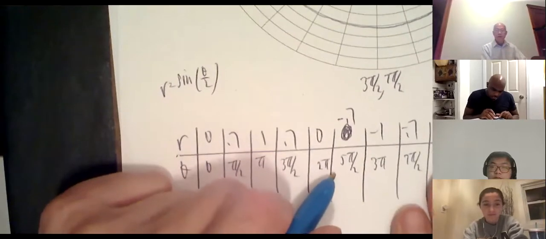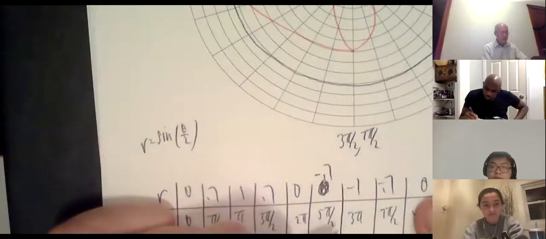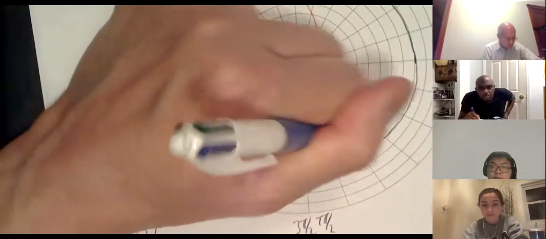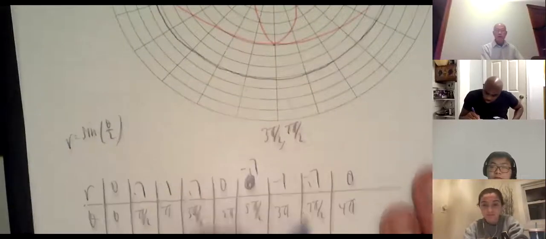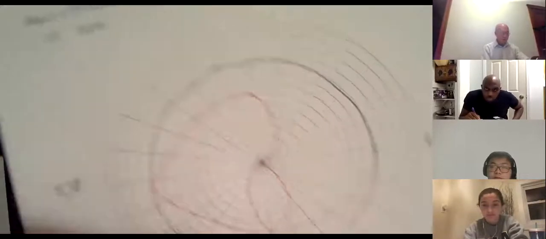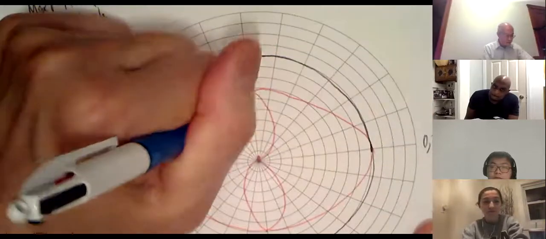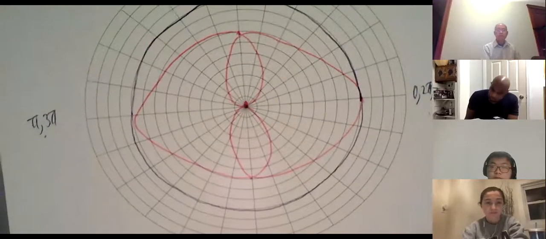And then 5 pi over 2, which aims here, it's negative 0.7. So it curls back on itself like this. 3 pi is over here, but negative 1. So it curves back over like that. And 7 pi over 2, you're aiming down, but the negative 1 means I'm going back over here. And then I come back into 0. So very unusual. So it looks like that.